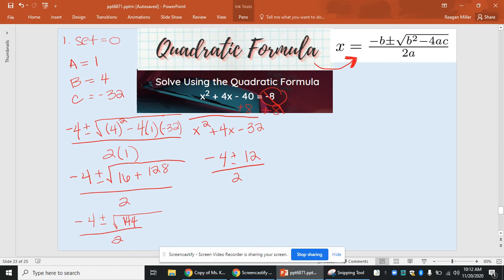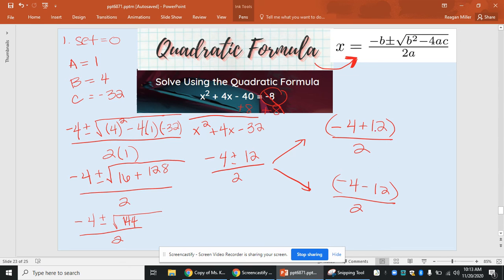Now, this can be the step that people get a little bit confused at. You actually need to split this into 2 problems, all right? 2 different problems. So we're going to write it as -4 plus 12 over 2, and negative 4 minus 12 over 2.